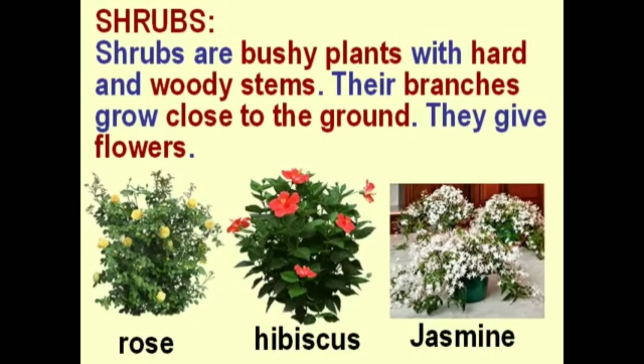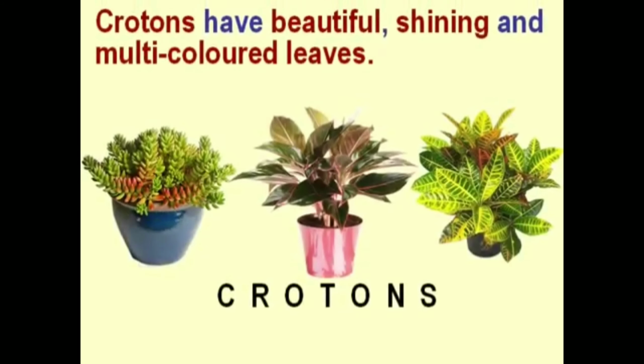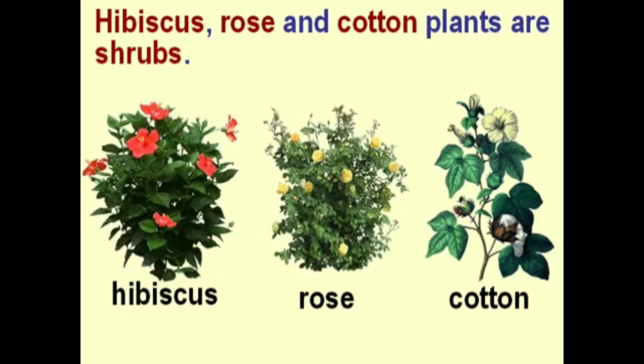Shrubs, already told. Shrubs are bushy plants with hard and woody stems. Their branches grow close to the ground, like rose, hibiscus, jasmine. They give flowers also. Croton has beautiful, shining and multicolored leaves. These are crotons. Hibiscus, rose and cotton plants are shrubs.